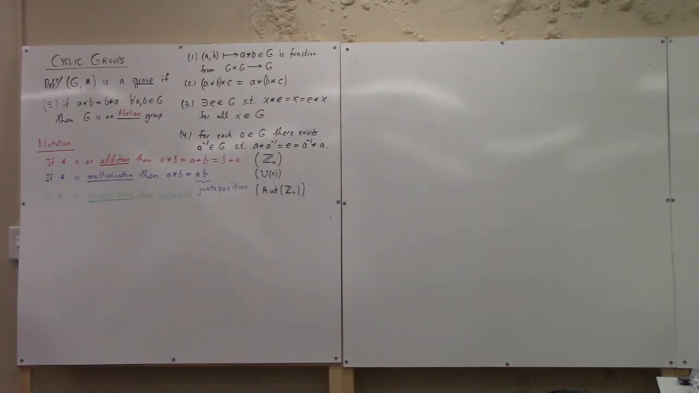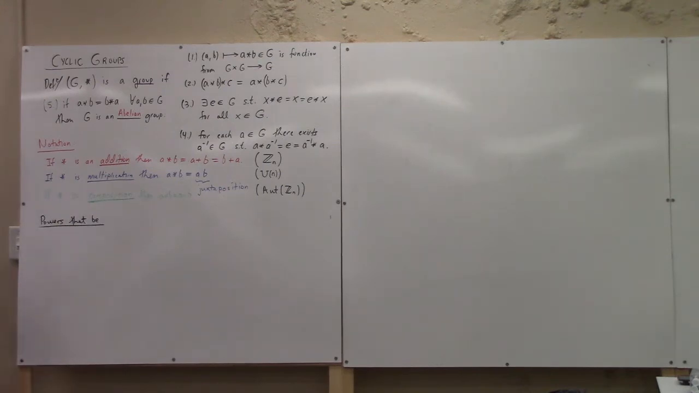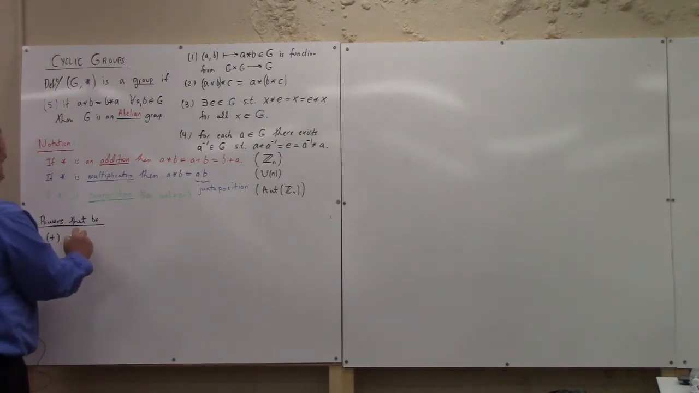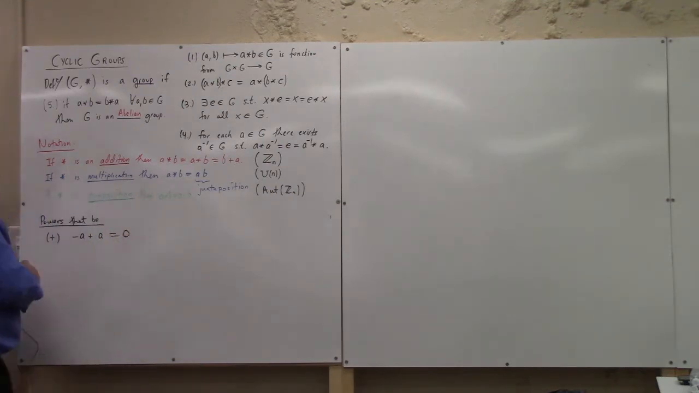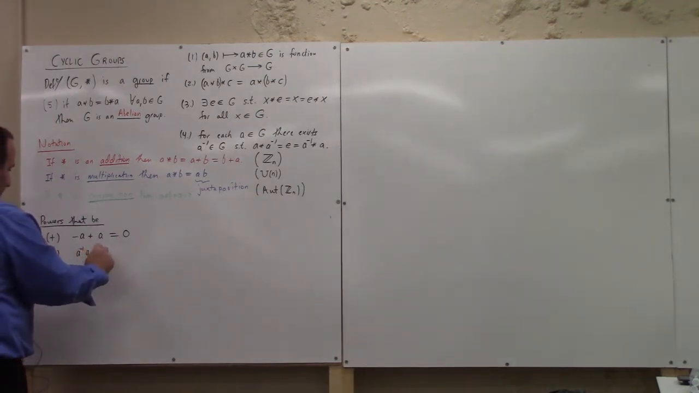Okay, so notation. We need to talk about powers. What kind of powers do you got? Well, for addition, first of all, we write minus a plus a equals 0. So minus a is the inverse for an additive group. For multiplication, which I'll write like this, we have, of course, a inverse times a is equal to 1 typically.